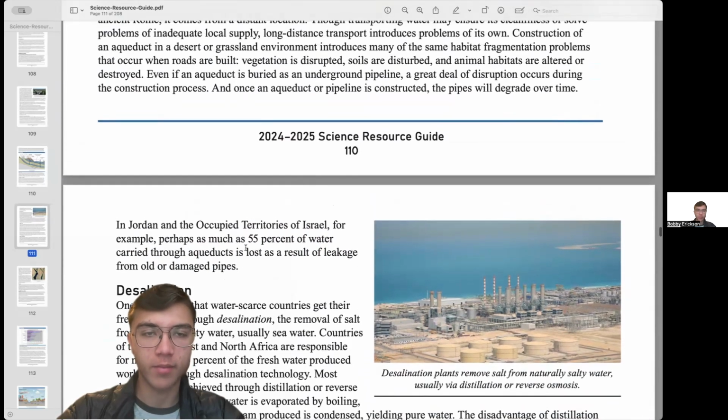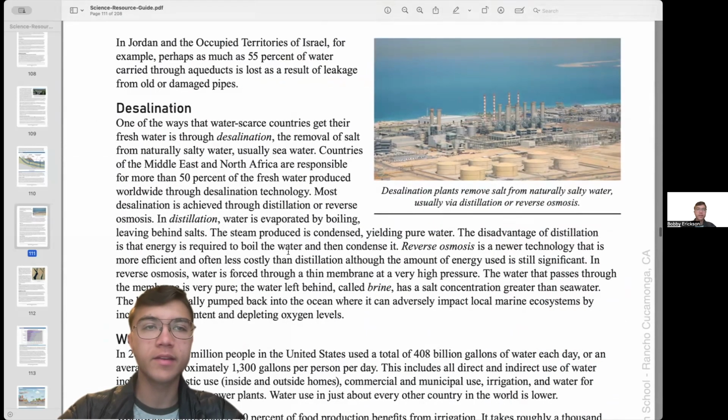So remember that number, 55% being lost here. Then we get into desalination. So desalination, think "sal" is salt. So we're removing salt from naturally salty water, which is usually seawater we're getting it from.